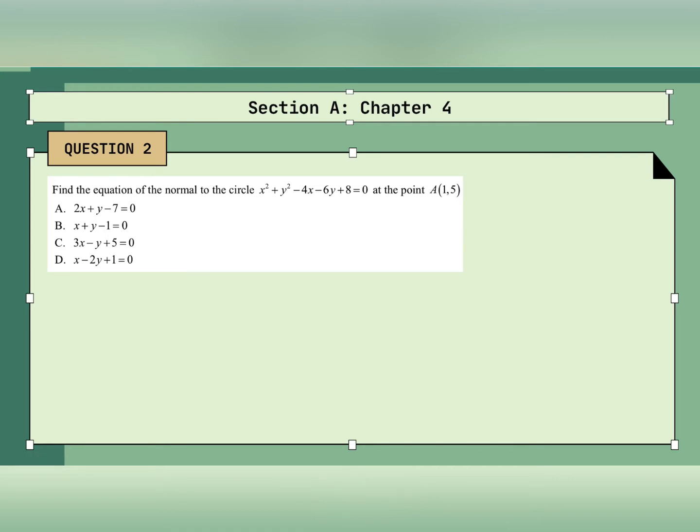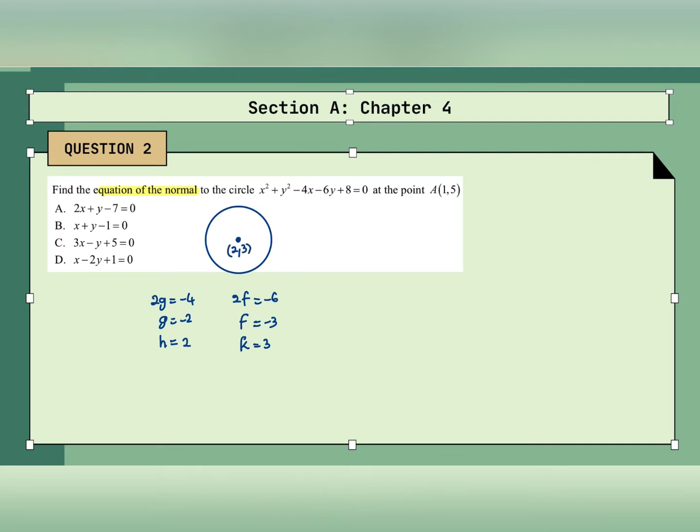Find the equation of normal from the circle at the point A 1, 5. Okay, equation of normal tu mana? So let's say this is our circle. So this is our center. Center kita apa? Kejap, 2G equals negative 4. So G equals to negative 2. That means your H will be 2. And 2F equals negative 6. F equals negative 3. So your K will be equals to 3. So your center here is 2, 3.